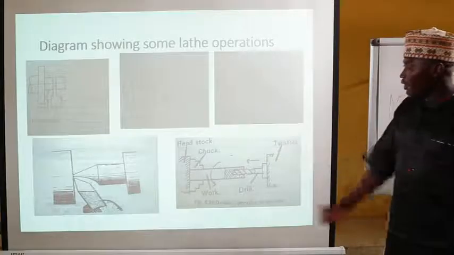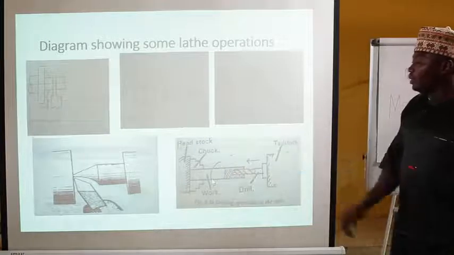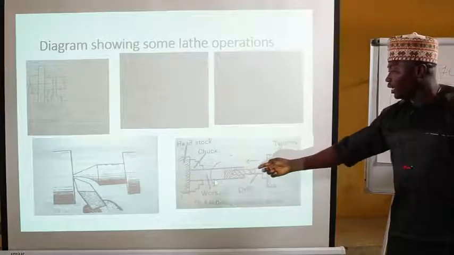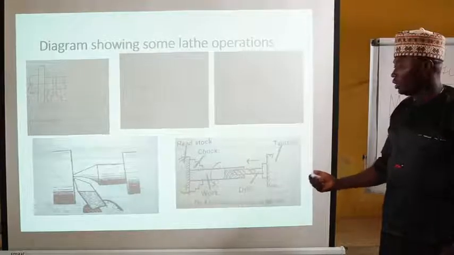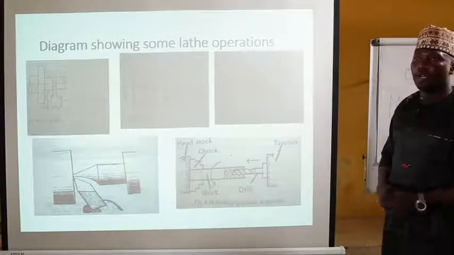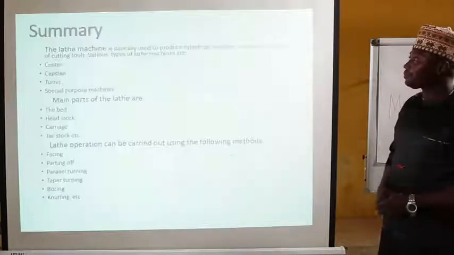Then, of course, the first one, the one down there, is the facing operation with an attachment of a half center. Then we have drilling. At the end, the drilling is produced by a drill fitted at the spindle of the tailstock, and you turn the hand wheel to obtain your drilling proper.